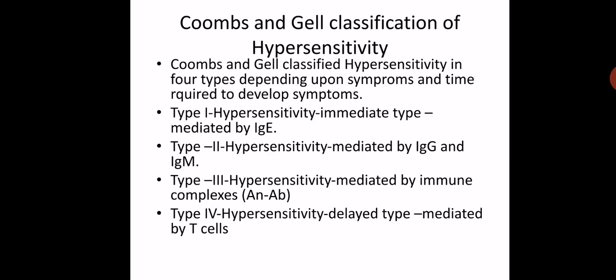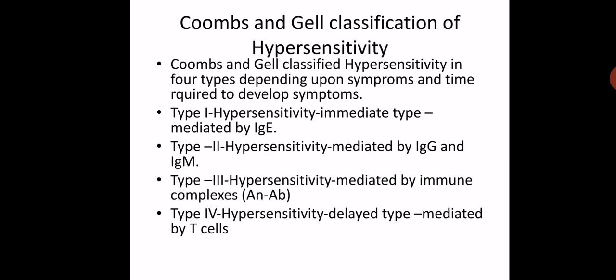Now we are going to study the major classification of hypersensitivity, that is the Coombs and Gell classification. You should understand that whenever we classify hypersensitivity, we have to consider the mechanism firstly. What type of reactions are there? Depending upon the reaction and the type of antibodies involved, Coombs and Gell have classified hypersensitivity reactions into four types: type 1, type 2, type 3, and type 4.